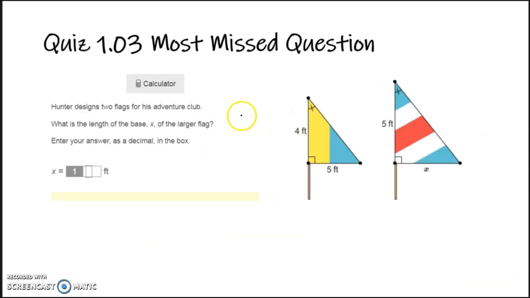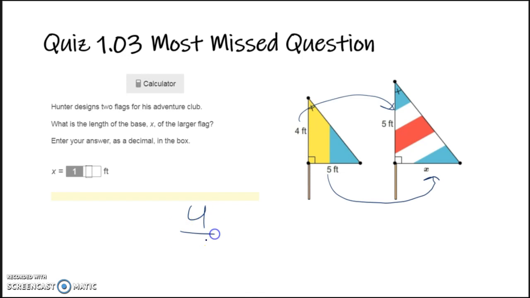Now the next one here, we have two flags. And we know that these are similar because of angle-angle similarity. Notice the right angles are congruent because they're both right angles. And then they have the top angles marked congruent as well. We want to know the base length of the larger flag. So we set up proportions. Again, you can pick small to large or large to small, but keep it consistent with both proportions. I'm going to do small to large again. So 4 is to 5 as 5 is to x. We want to solve for that x, that base.